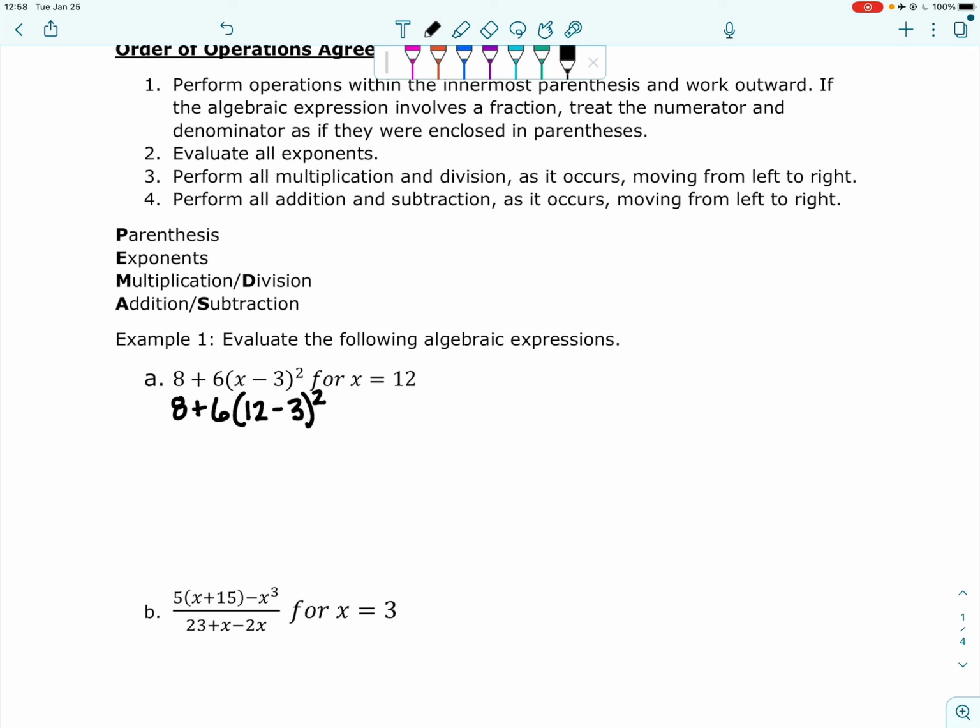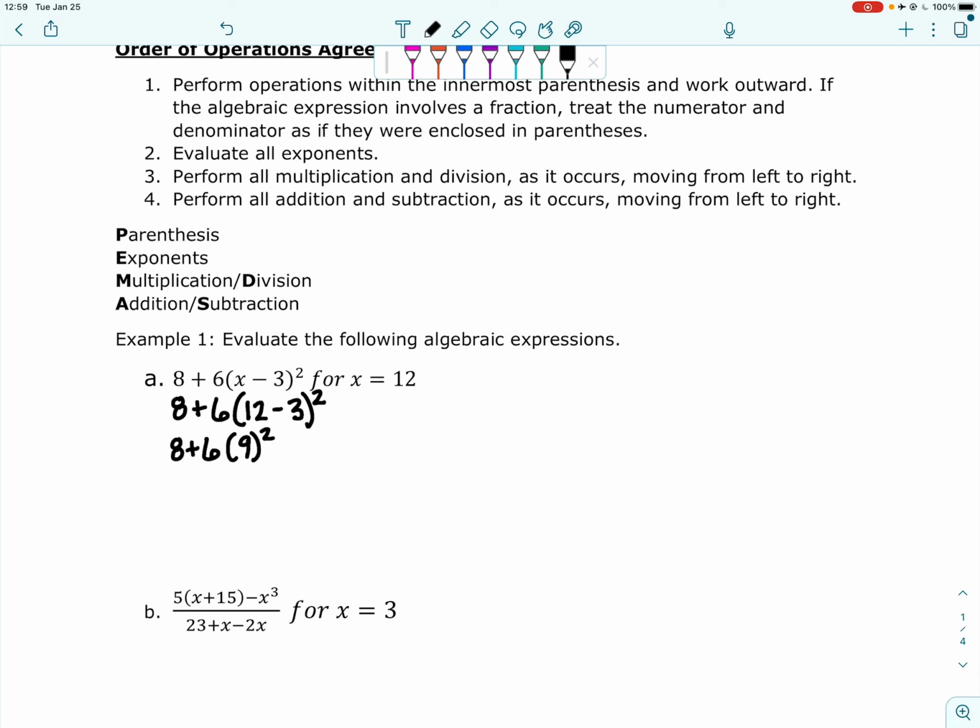So parentheses first. Anything that's not inside the parentheses, I'm going to rewrite it. So 12 minus 3 is 9. Inside the parentheses, that becomes a 9. That looks really weird, so I'm just going to rewrite that. So that becomes 9, and then it's squared. The next thing we're going to do is the exponents. The only piece here that has the exponent on it is the 9. The 6 is being multiplied by the 9. It's not part of the exponent.